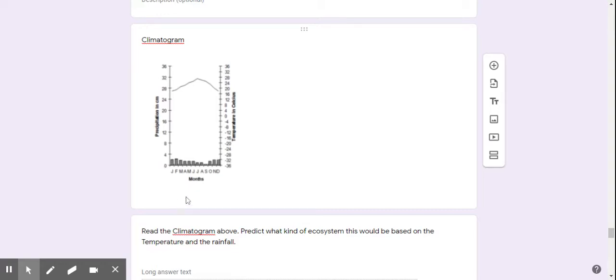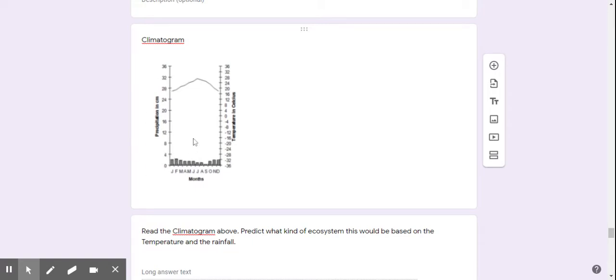So here's how you read the temperature and the rainfall one more time. To read the temperature, you take the line that's on the top and you compare it to the right side. To get the rainfall, you take the bars on the bottom and compare them to the left side. Remember, we have two y-axes in this case.